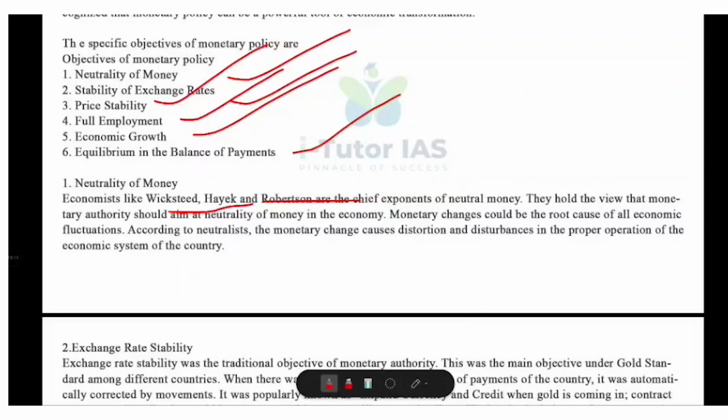For example, inflation or deflation. So this said, the central bank should aim to keep money neutral, that is neither too much nor too little. It allows the economy to function naturally.